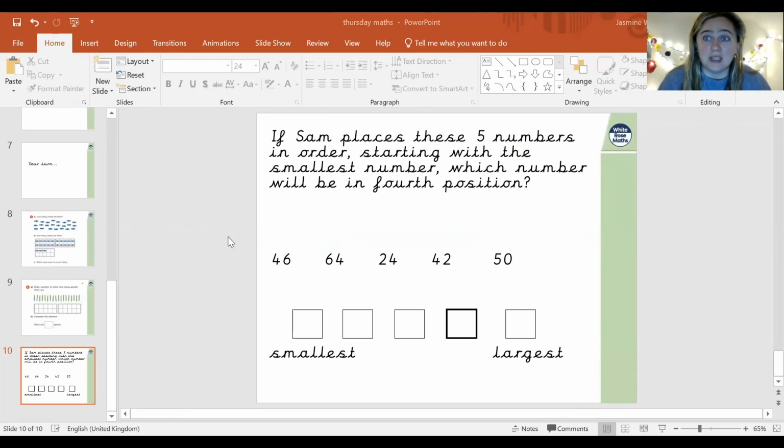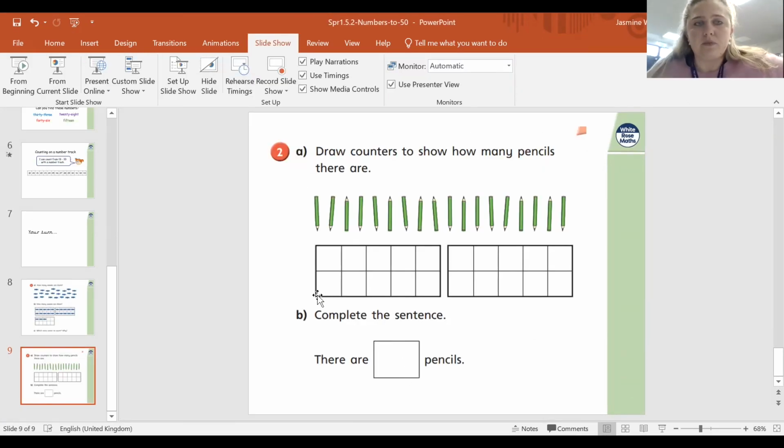And here is your challenge, year 1. You do not have to do the challenge, remember that. But if you would like to challenge yourself, here is the question. If Sam puts these numbers in order, starting with the smallest, which number would be in the 4th position? Say that one more time. If Sam places these 5 numbers in order, starting with the smallest number, which number will be in the 4th position? Well done. We're all done.